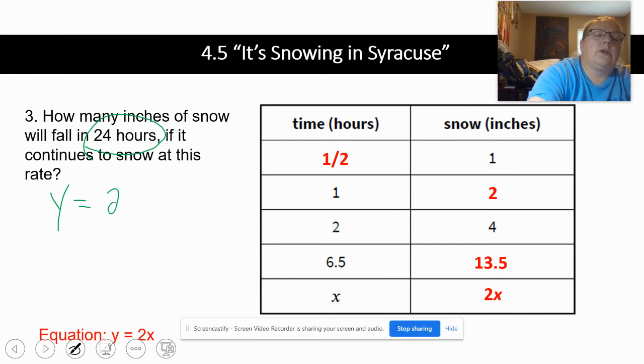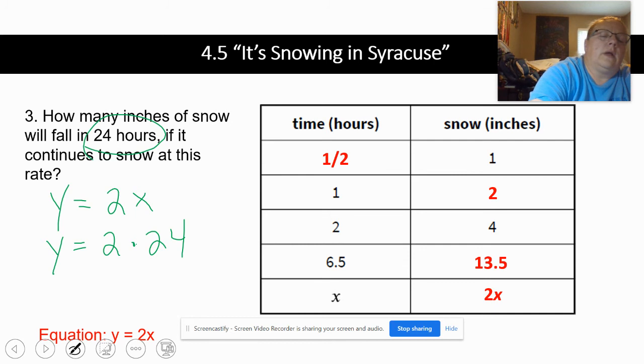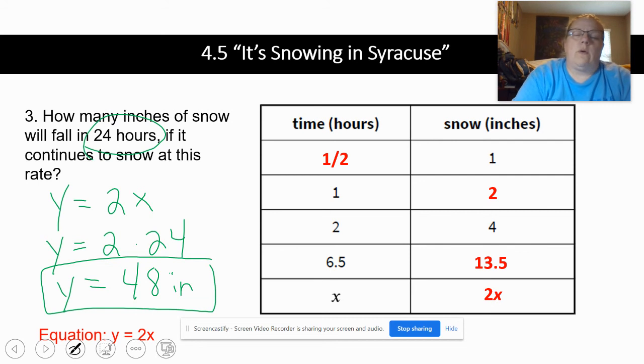And so I'm going to go ahead. Here is my equation, Y equals 2 times X. X represents the number of hours. Well, the number of hours is in my problem. And so instead of X, I'm going to have 2 times 24. And so 2 times 24 happens to be 48. 48 represents the number of inches of snow. And so 48 inches of snowfall in 24 hours.